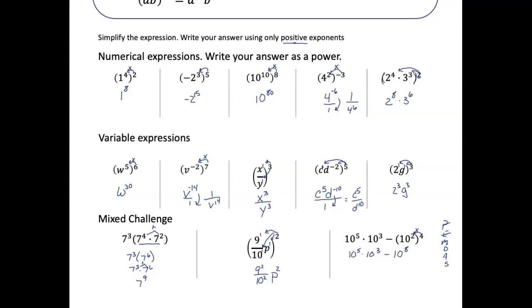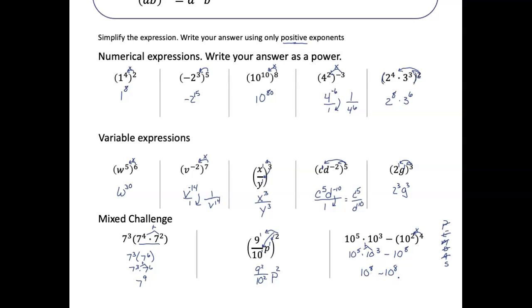I need to multiply. Well, I have multiplication. Okay. 10 to the fifth times 10 to the third. Then we multiply, keep the base, add the exponent, so that would be 10 to the eighth. I still have this other 10 to the eighth here, so minus 10 to the eighth. So I've multiplied. There's no division. There's no addition. There's just subtraction. So 10 to the eighth minus 10 to the eighth.